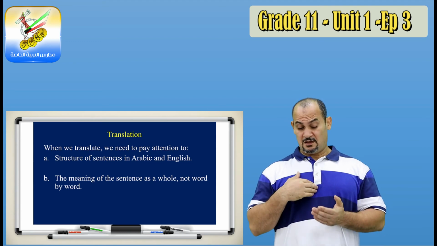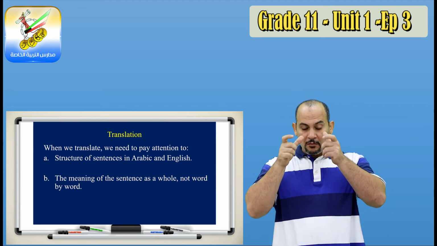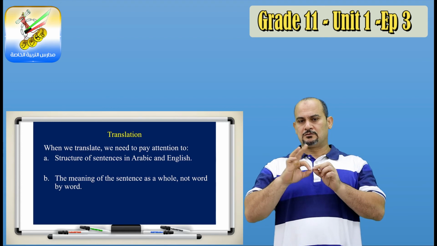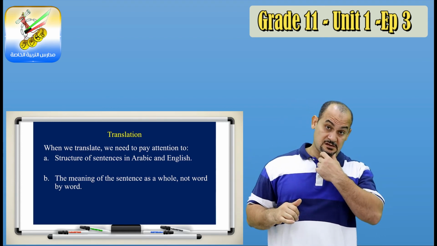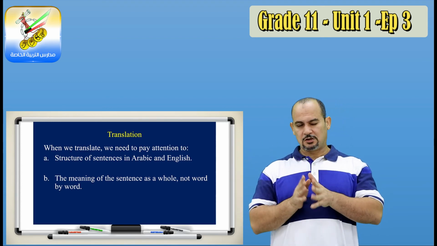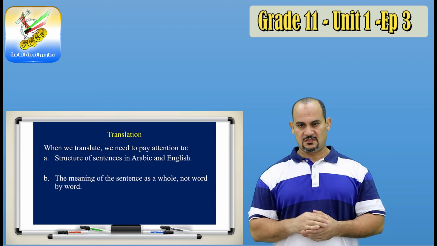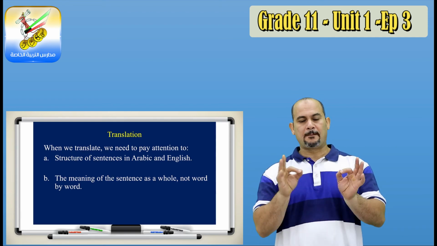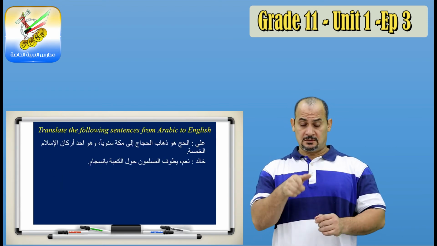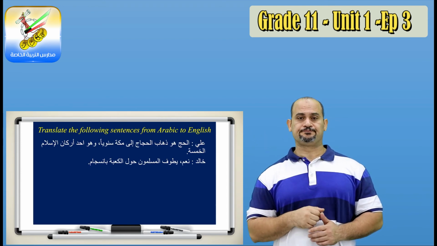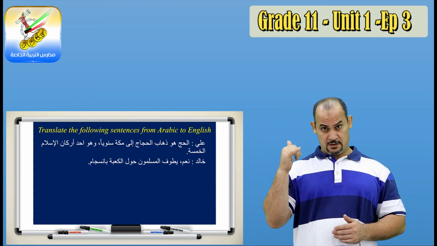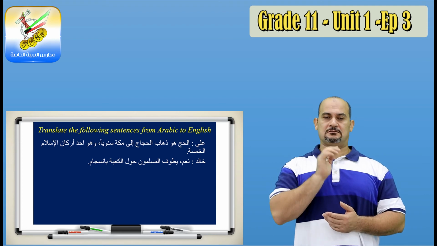Now, translation. When we translate, we need to pay attention to A, structure of a sentence in Arabic and English, B, the meaning of the sentence as a whole, not word by word. Let's read this together. So, we have to translate the following sentence from Arabic to English. I will read it in Arabic.